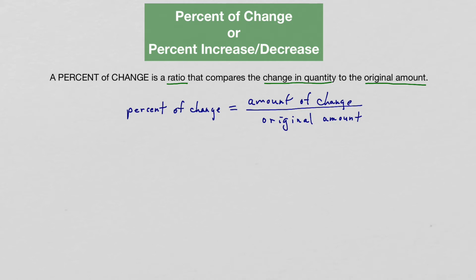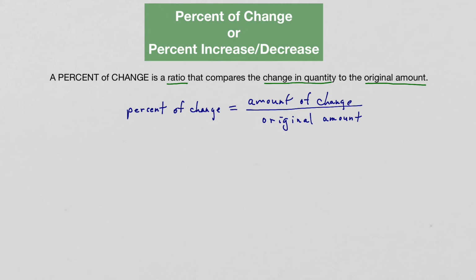Okay, so let's take a look at the equation again, or the definition. A percent of change is a ratio. This is what we have here. This is a ratio, and this ratio compares the change in quantity. So here's the change in quantity, or the amount of change. This could be an increase or a decrease. And it's a ratio, so it's going to be relative to the original amount. That's right here. So change divided by original amount gives you the percent of change.